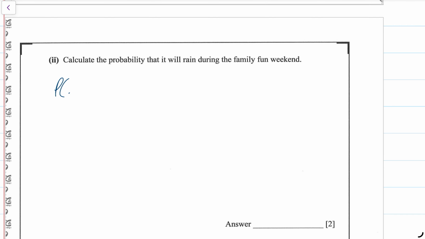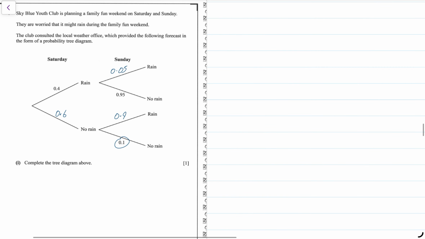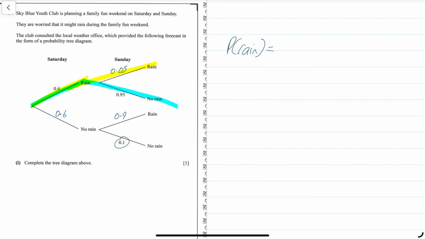Next bit says, calculate the probability that it will rain during the family fun day. So we want to find the probability that it rains. For it to rain, it's going to be rain and rain. This could be one of our options. Or it could be rain and no rain. Or it could be no rain and then rain. So you could work out all 3 of those.